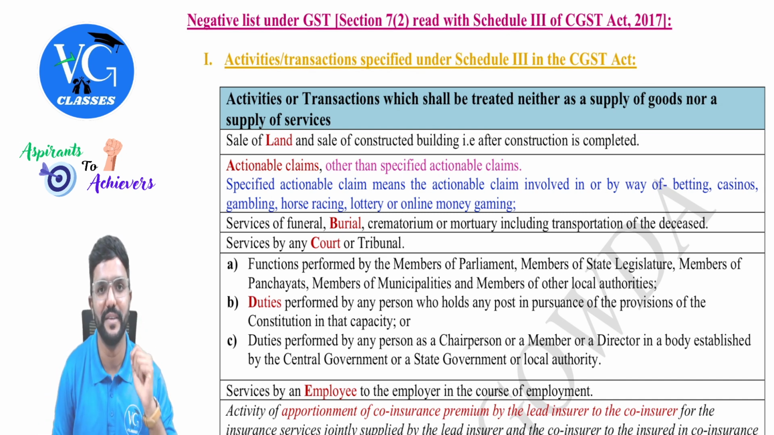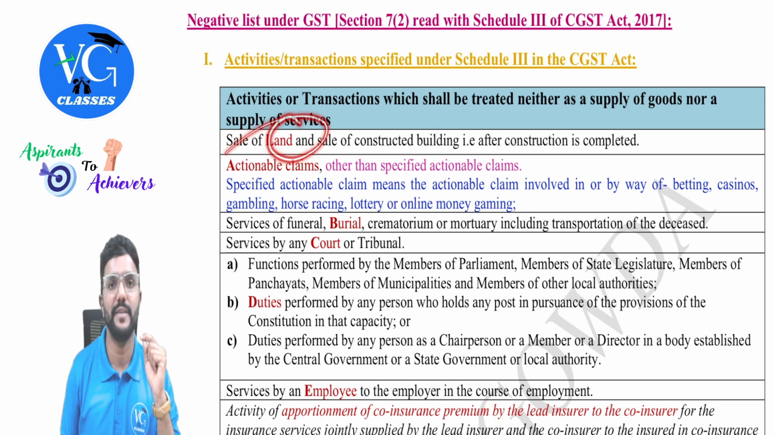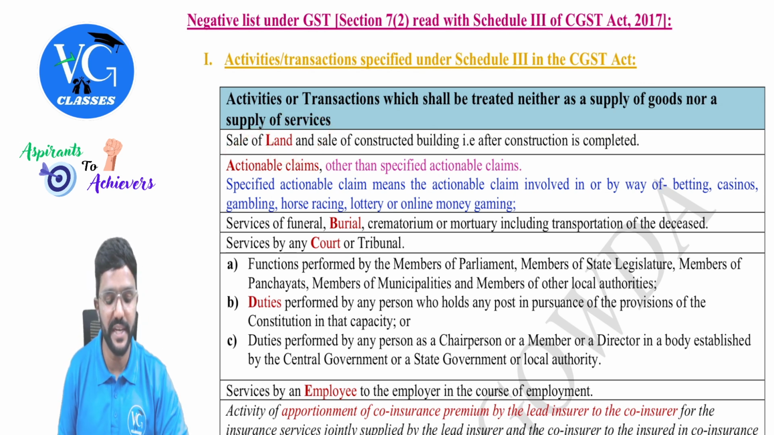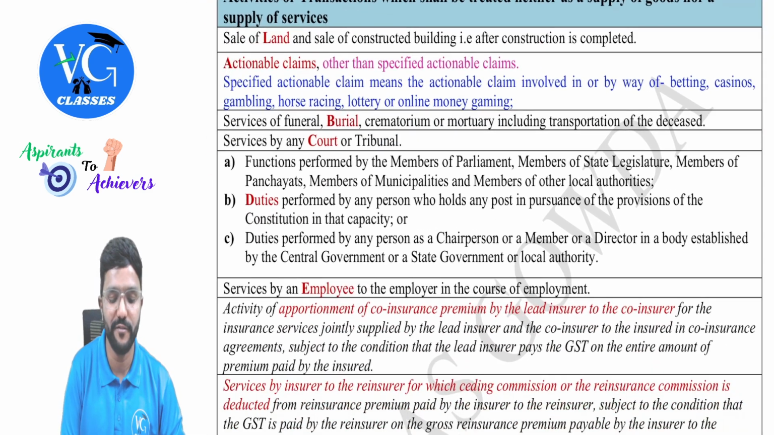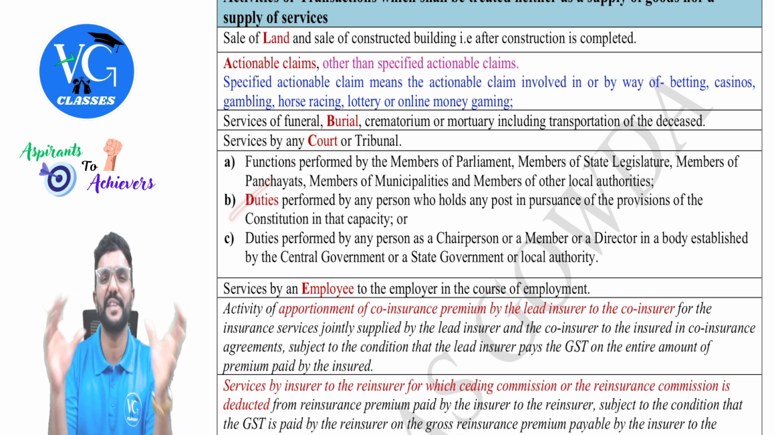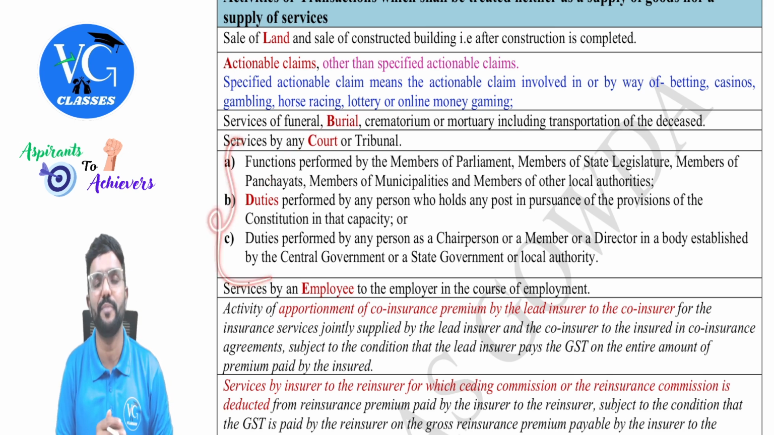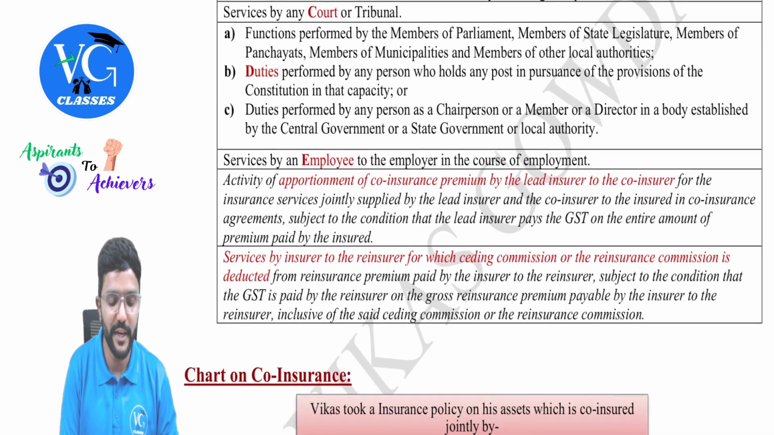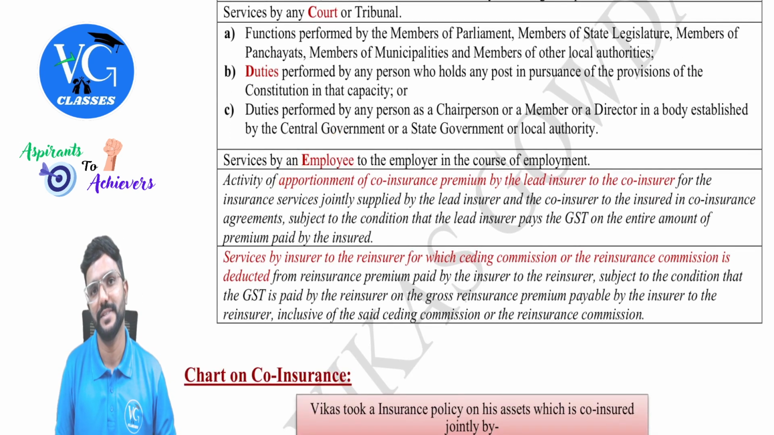Okay. What are those? One by one. Learn. L. Okay. First one. Land. Sale of land. Then A, B, C, D, E. A for actionable claim. B for burial services. Then C for court services or tribunal services. Then D for duties performed by so and so people. There are few set of people covered here. Okay. Then E for employment service.